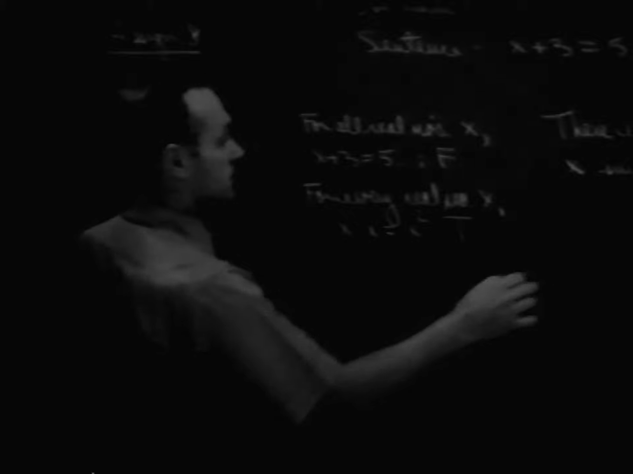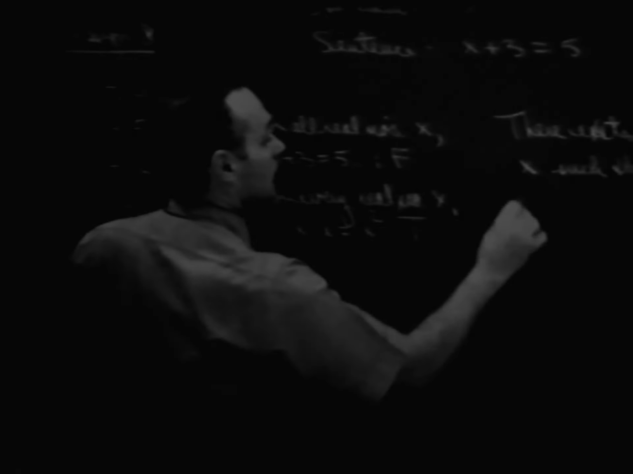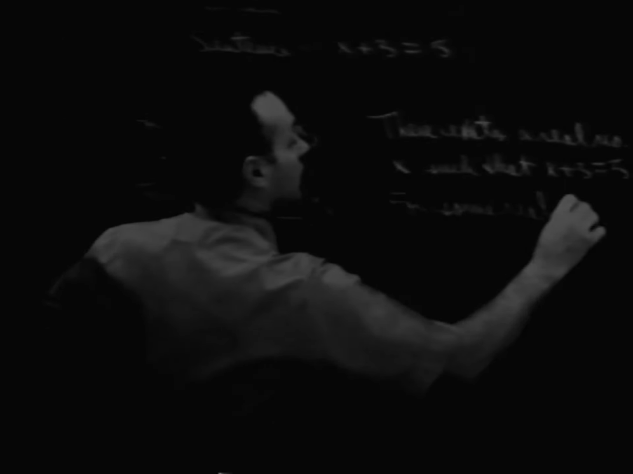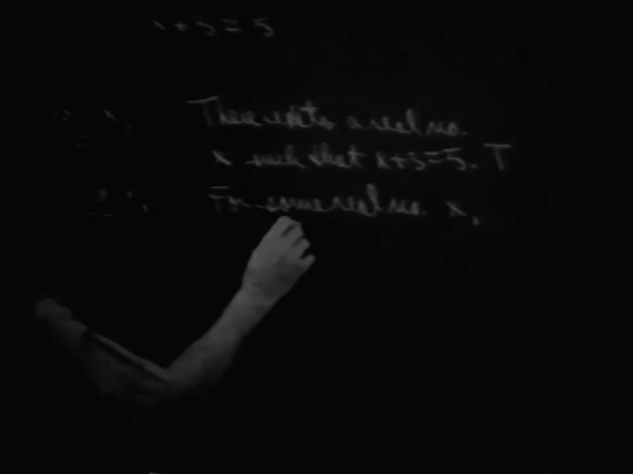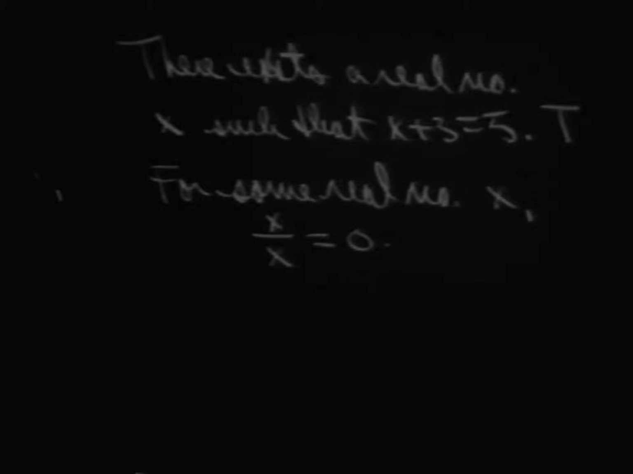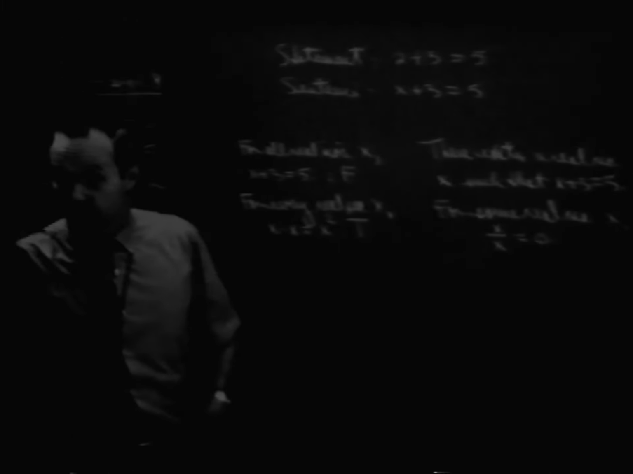How about one such as this? For some real number x, okay, now let me decide what I'm going to write here. Oh, let's pick x divided by x is equal to 0. For some real number x, x divided by x is equal to 0. See, all I need here is one case, and that will make it true. Can you think of one number which will make this true? Barb?